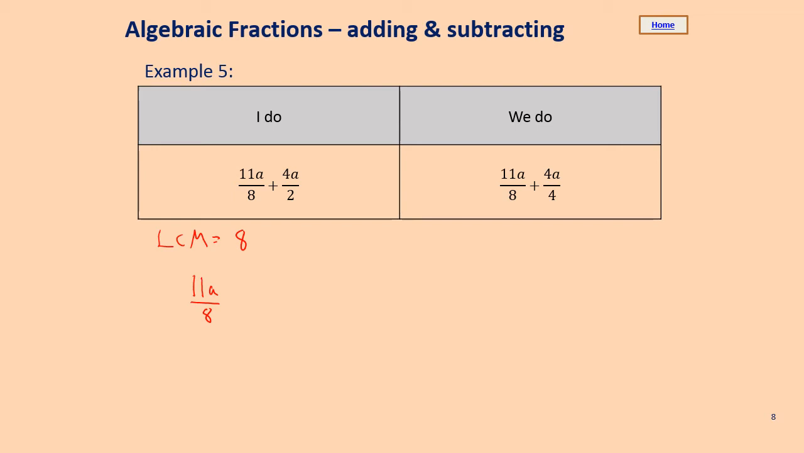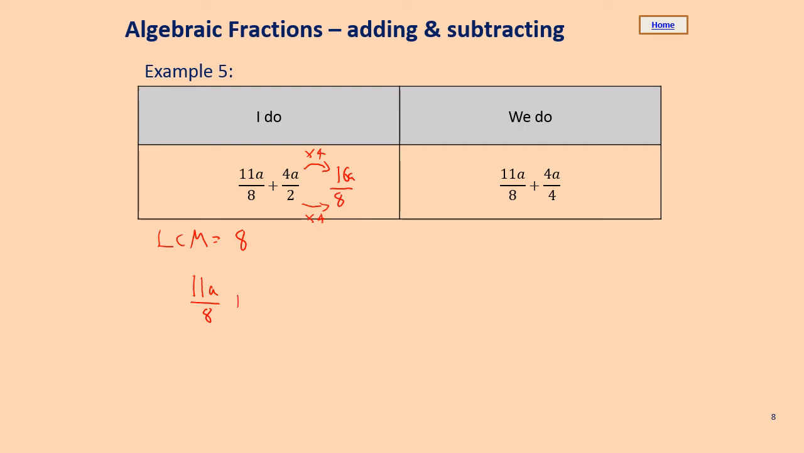Again, we need to change this to 8 on the bottom. So how many 2's go into 8? Well, 4 do. So we've multiplied the bottom by 4. Let's do the same to the top of that fraction. Multiply it by 4. So 4a times 4 gives 16a. Okay? So 11a over 8, we kept the same. We've now turned 4a over 2 into 16a over 8. These two are equivalent fractions.